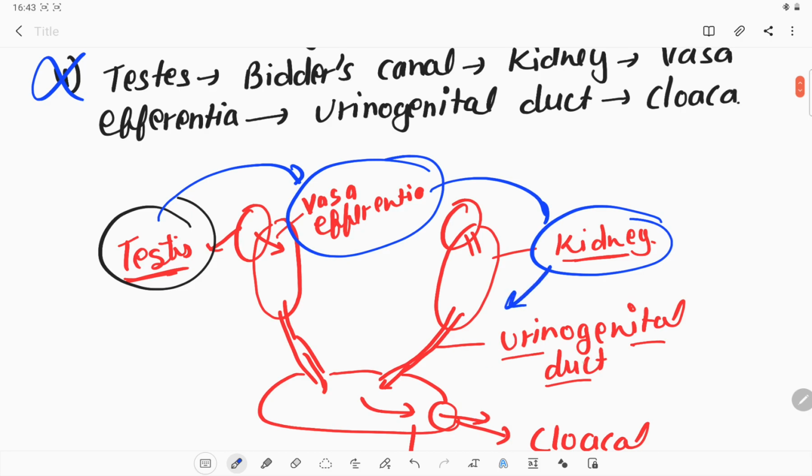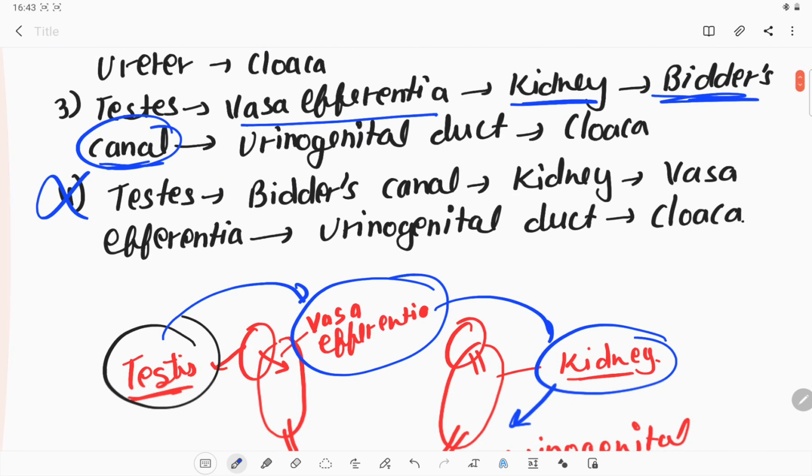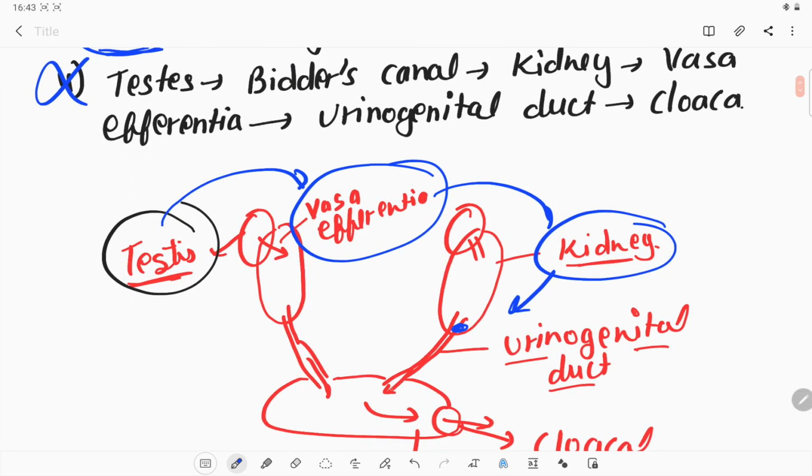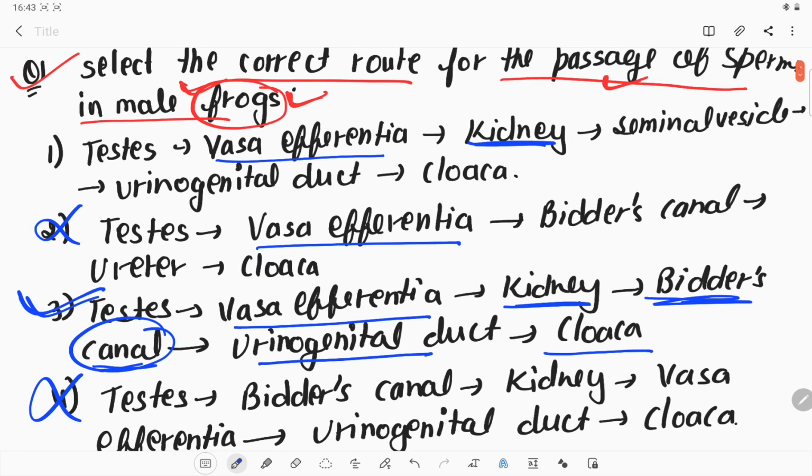So from here it will go to the urogenital duct. But before that, there is another portion which is known as the Bidder's canal. So this is also true. Bidder's canal is also present in our male reproductive part, and in the frog it is just the portion which will lie between these two structures, the kidney as well as the urogenital duct. So after that it will go to the urogenital duct and then to the cloaca. So option third will be the correct answer. This is the whole sequence a normal male frog has, or we can say the passage of sperm in their body. So the right answer is option third.